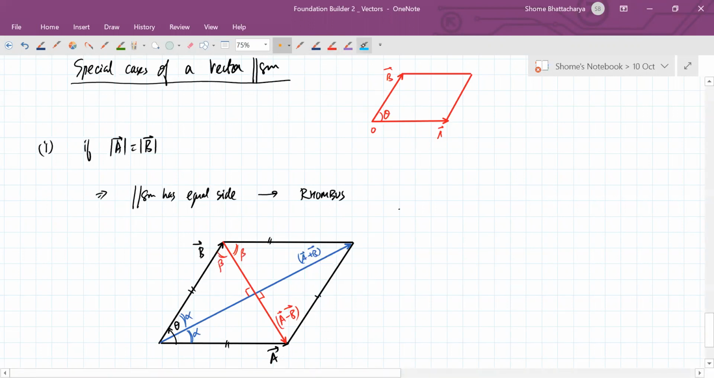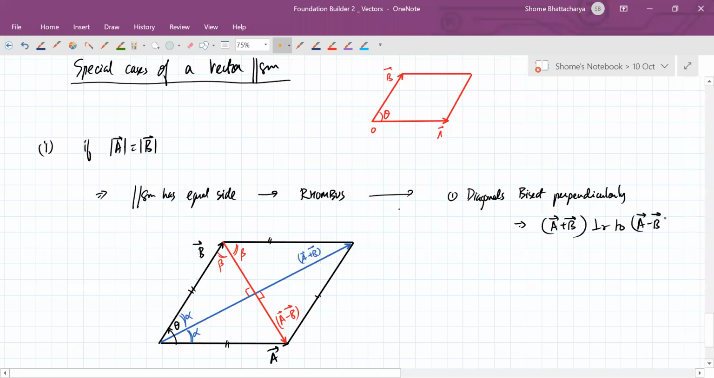Okay. So the important properties of the rhombus are that diagonals bisect perpendicularly. So what that means in terms of vectors is that the vector A plus B is perpendicular to the vector A minus B. This becomes an important property. But important property for which case? When the magnitude of the two vectors is equal.